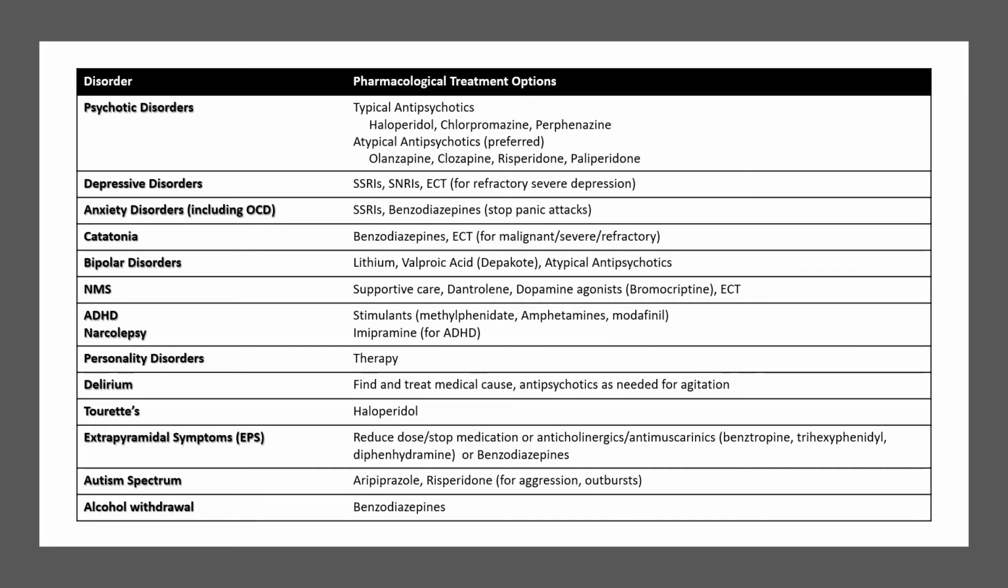This is a slide that you may have seen before. Essentially, it's just a table with a summary of all the major disorders and the different pharmacological treatments. I'd say that if you know this table, you're probably going to be able to answer the treatment questions for many of the questions on the USMLE and NBME. But again, this is just a summary slide, so this is not all-inclusive.